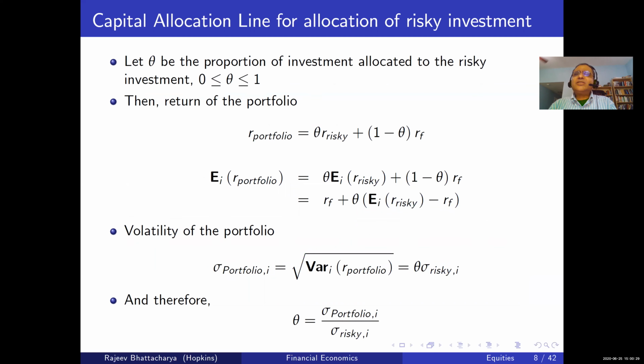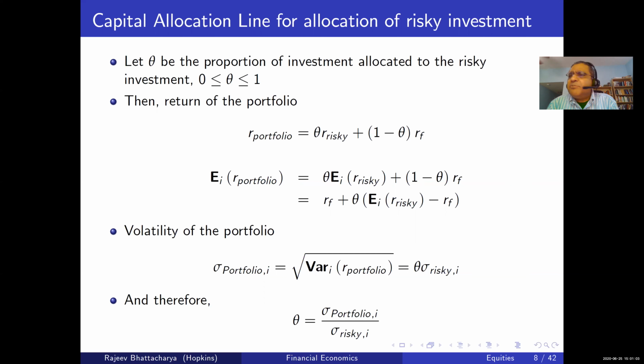Okay, so let's set some terms straight, to get a sense of how this optimal investment ought to work. In order to do that, let's say you have a portfolio consisting of just two securities, a risky security and the risk-free security, just two. Theta is the proportion of the investment that you've allocated to the risky investment. And theta lies between 0 and 1. It's a proportion.